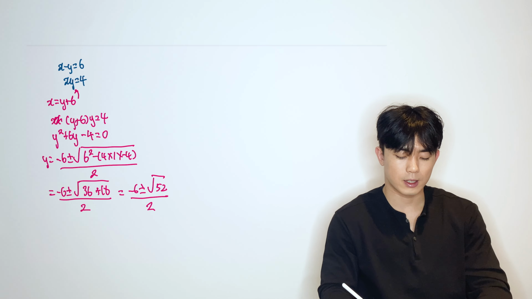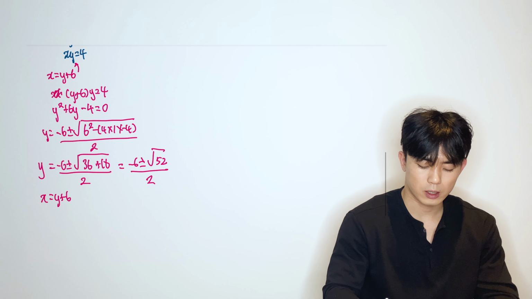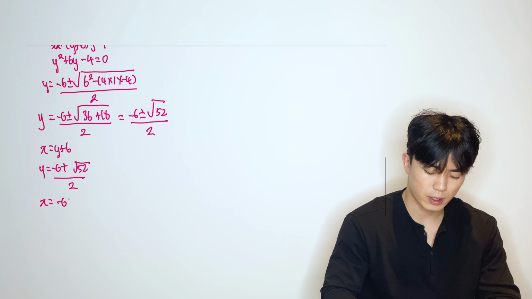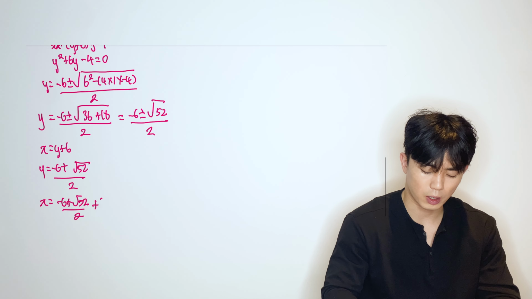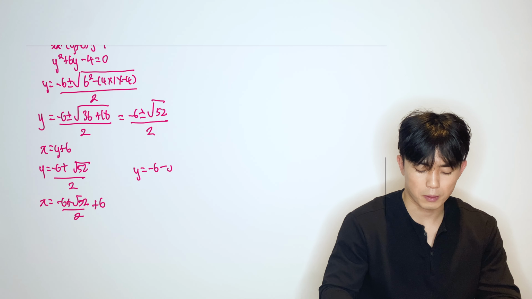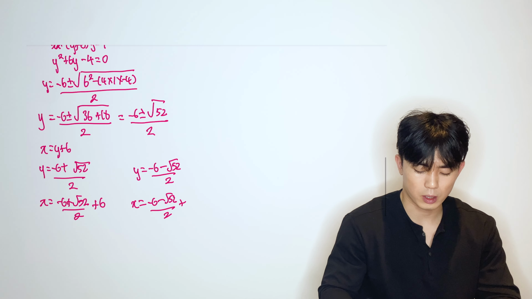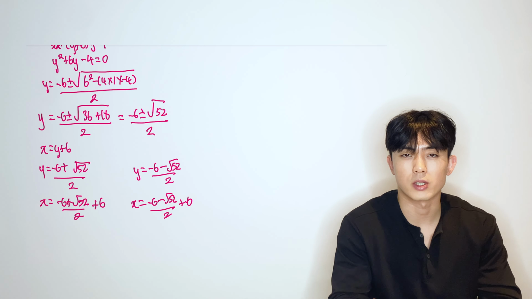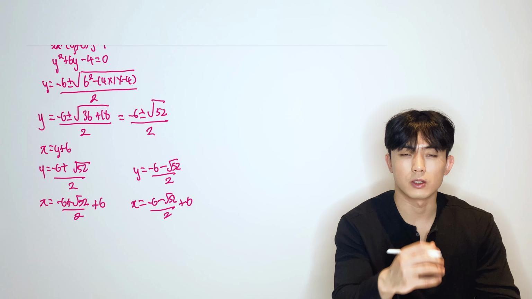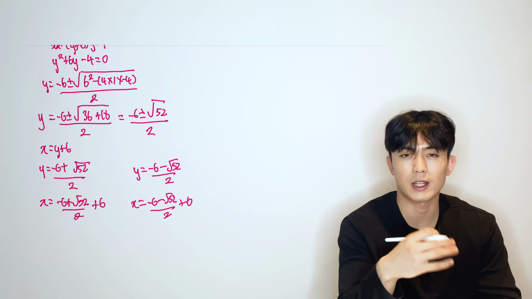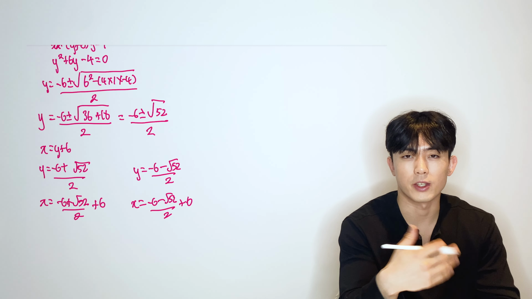Then if that's my y, I can find my x, because x is y plus 6. So when y is minus 6 plus root 52 over 2, x will be minus 6 plus root 52 over 2 plus 6. And when y is minus 6 minus root 52 over 2, x would be minus 6 minus root 52 over 2 plus 6. You can obviously simplify it to make it in a simpler form. But the main premise is that we rearrange to find x or y and then substitute it in. That way we can get it in one variable, find that variable, and then replace it back into the original one to find the other variable.